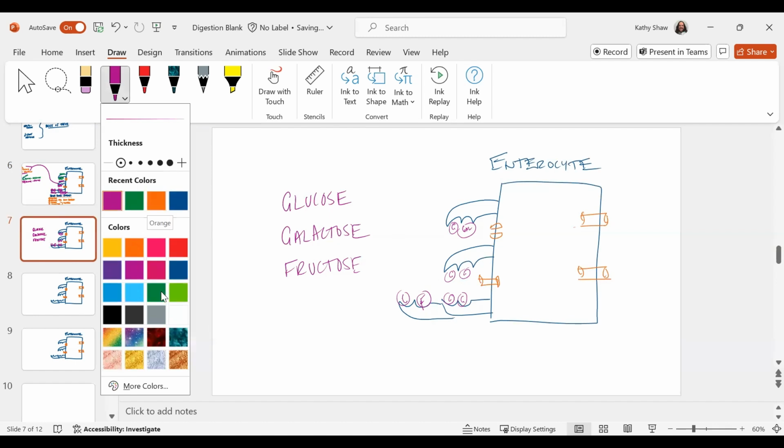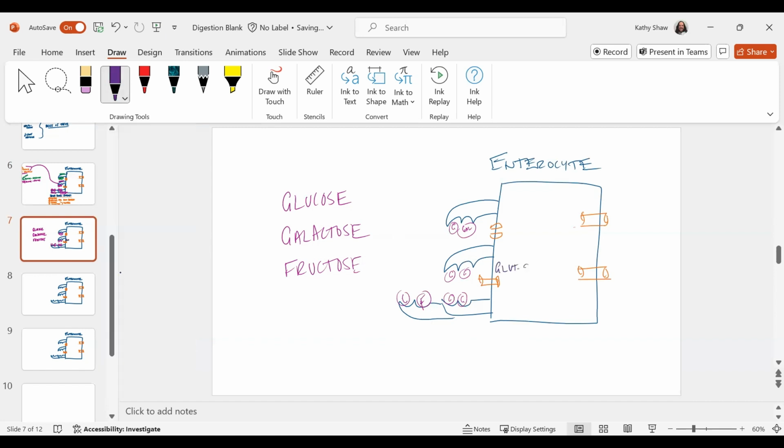Fructose has its own personal way into the enterocyte, and it's a transporter. It's called glucose transporter type 5. Short form is GLUT5. And that's how fructose gets in. So that gets fructose into our enterocyte.